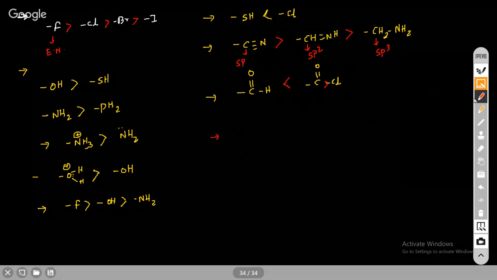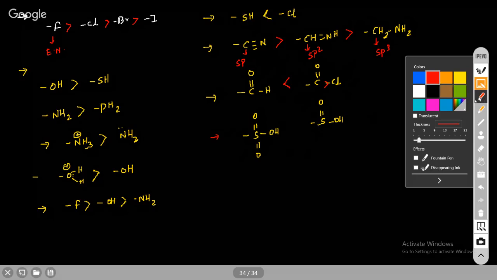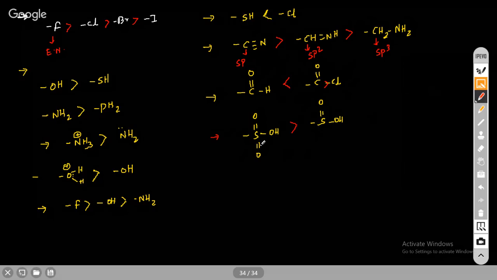Okay, another one you see, S double bond O OH double bond O and S double bond O OH. Which one will have more minus I nature in these two? Right? This one will have more minus I because it has one extra double bond O group which has electron withdrawing tendency. All things are the same in both the compounds. Because of this double bond O, the minus I nature of this is more.